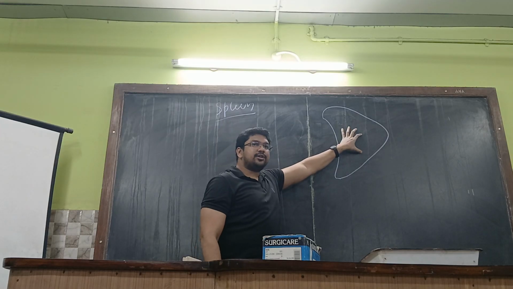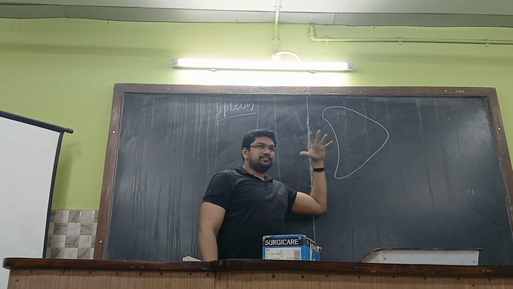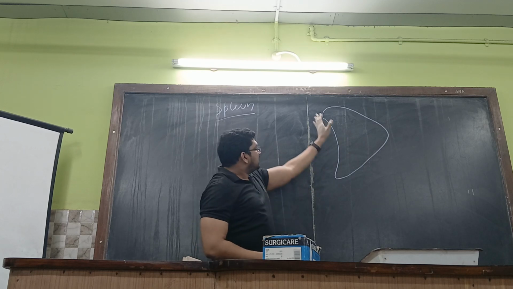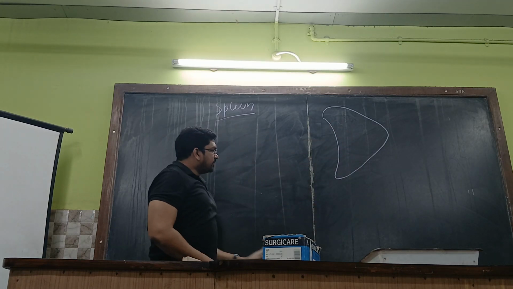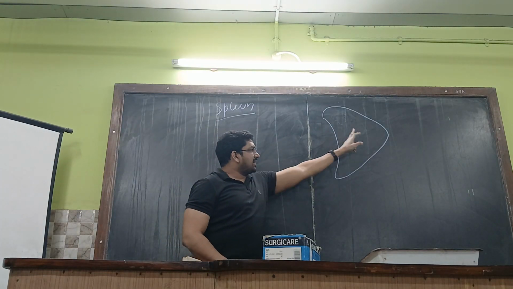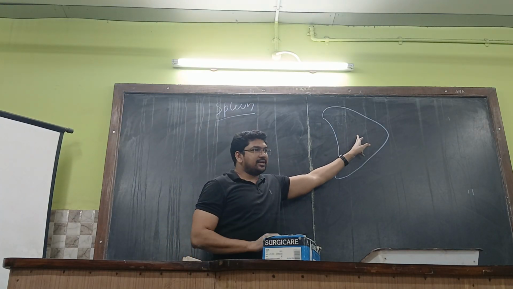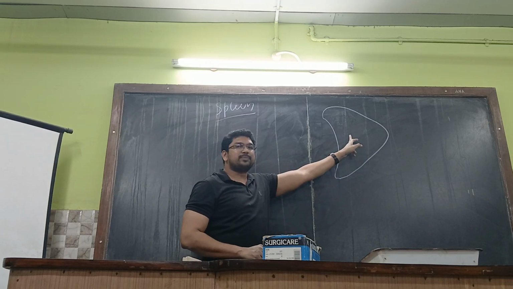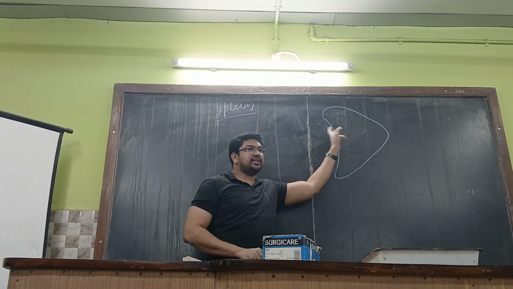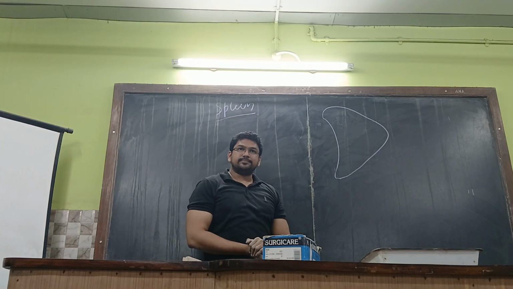The spleen lies towards the posterior-lateral aspect of the fundus of the stomach. Try to understand this. If this is the entire stomach, this part will be the fundus. The fundus is related to the spleen. Could you understand? The fundus of the stomach is related to the spleen. That means the spleen is lying towards the left side and posterior aspect of the fundus of the stomach. Got it or not?